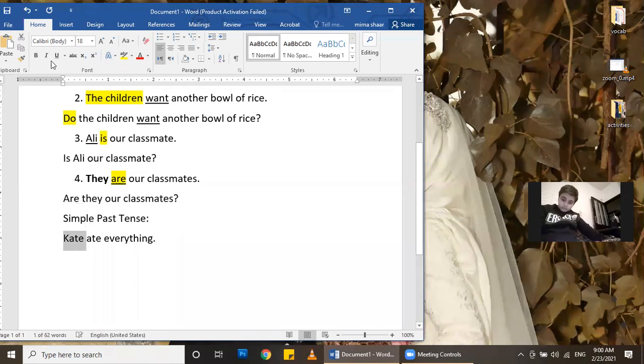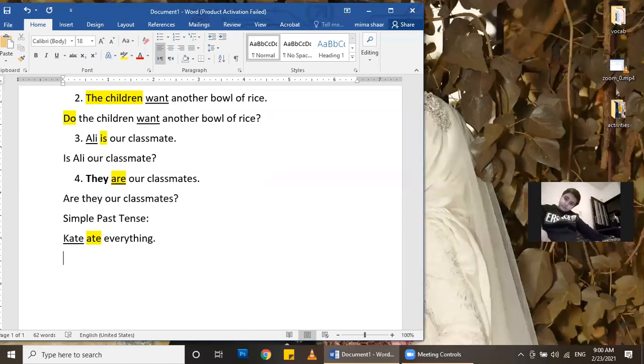Kate is the subject of the sentence. The verb is ate. It's in the past, eat. It's an irregular verb. I changed it to ate. And everything is the complement of the sentence. So Kate ate everything is the sentence.